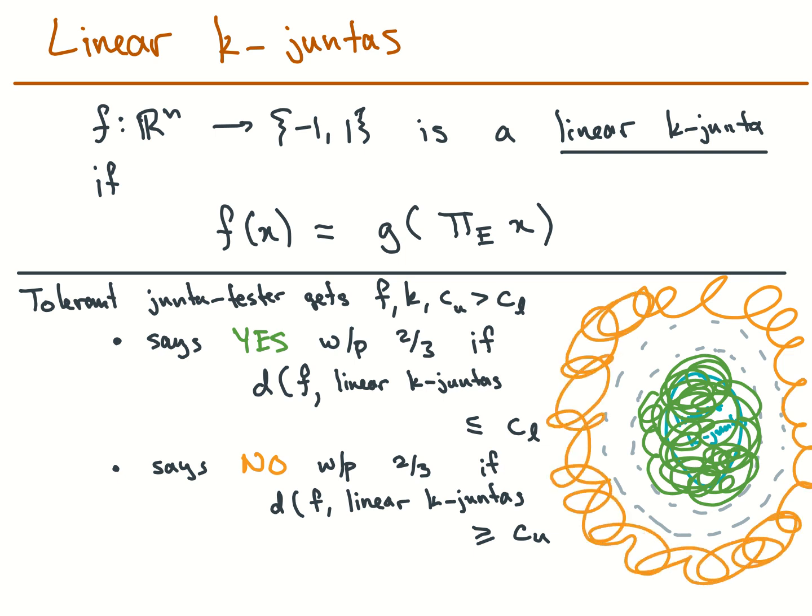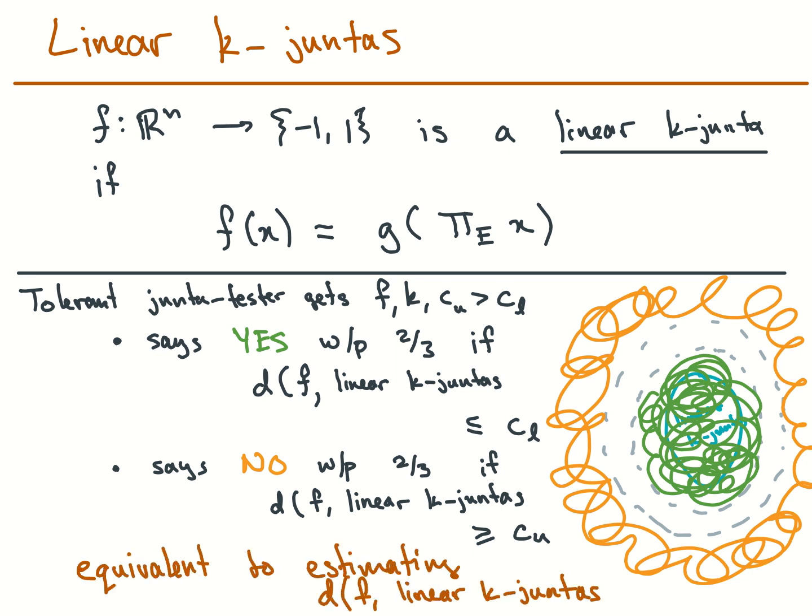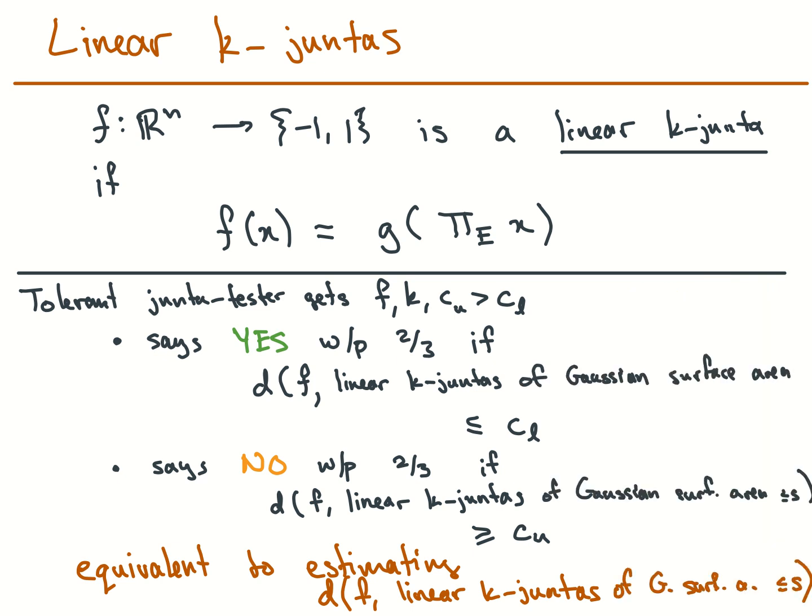If we're able to do this for all cu and cl, it's essentially equivalent to estimating the distance of f from the class of linear k-juntas. And as before, we have to stick in a complexity parameter to make this a feasible problem. And let me also point out that if you take cl to be 0 and cu to be epsilon, then this is just the same as the non-tolerant junta testing problem that I was talking about before.